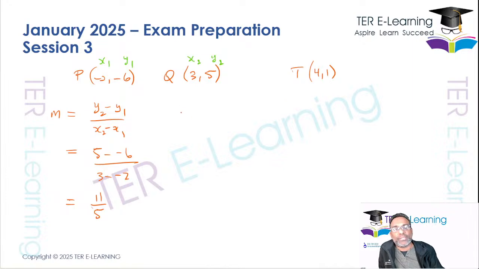So the gradient of L2, right, has to be equal to that same 11 over 5 because those lines are parallel, right? Those lines are parallel, so we expect the gradients to be the same, right?